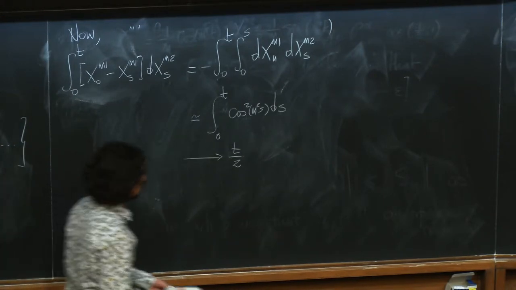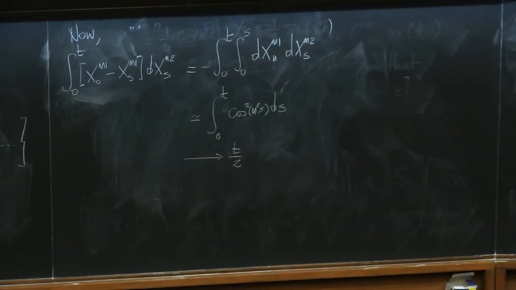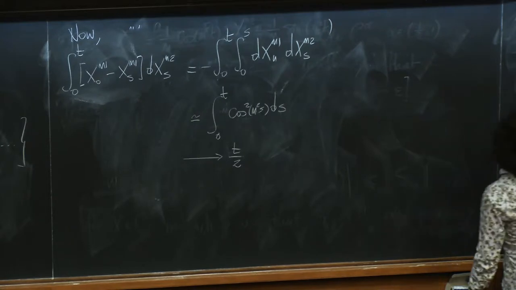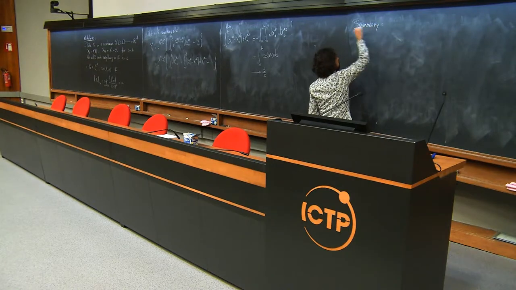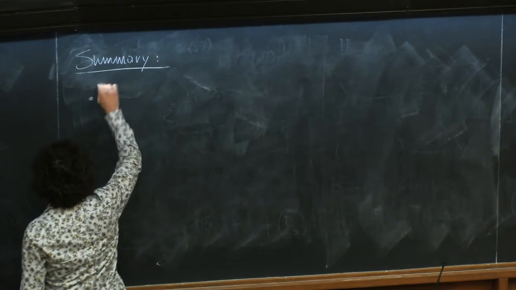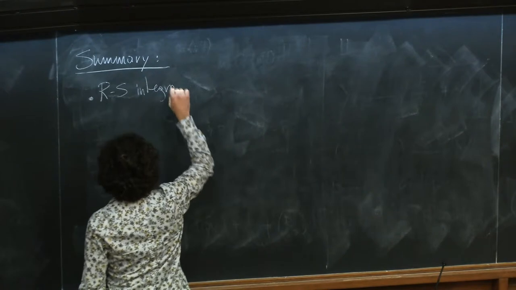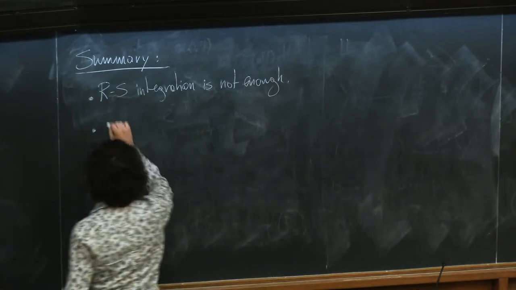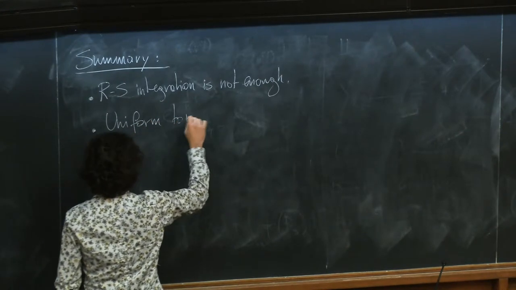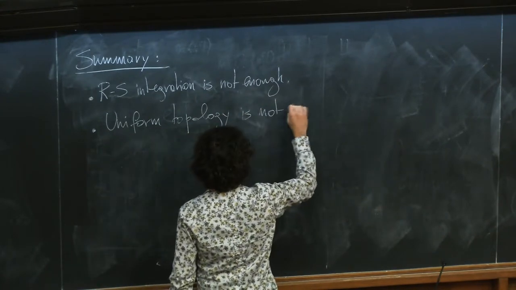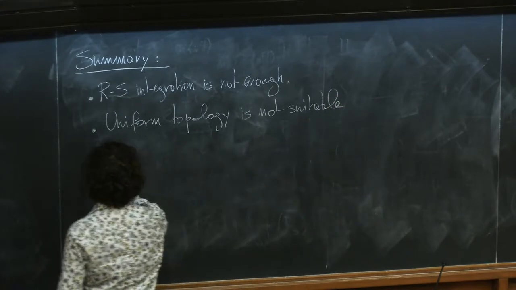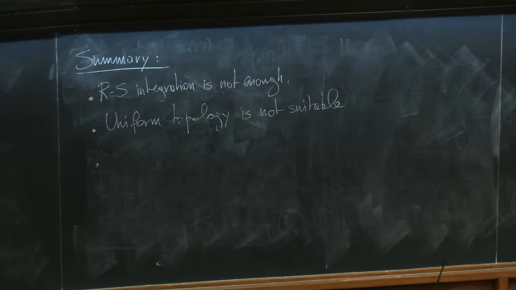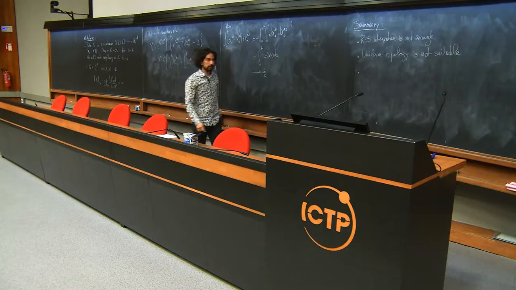So let's summarize everything we have learned from these examples. The relevant things are first that Riemann-Stieltjes integration is not enough. The uniform topology is not suitable. So that's the pessimistic side of what we have done up to now. But there is some hope. This term seems to matter.